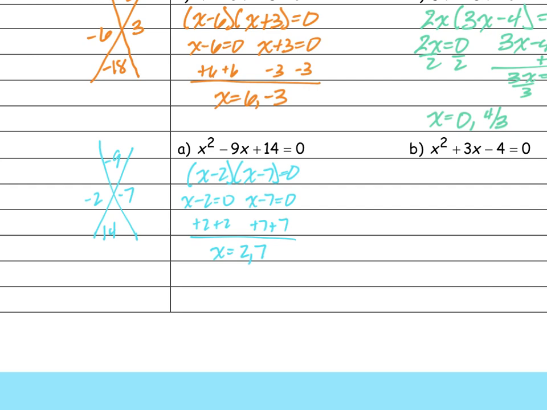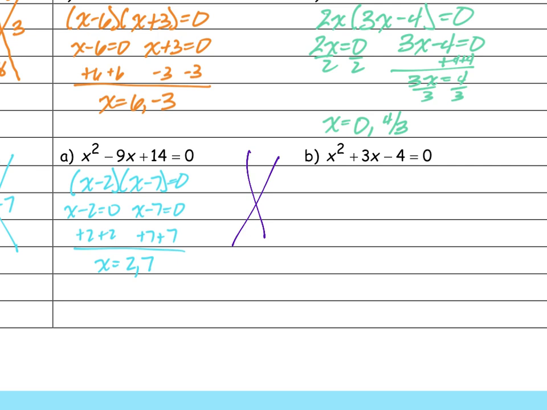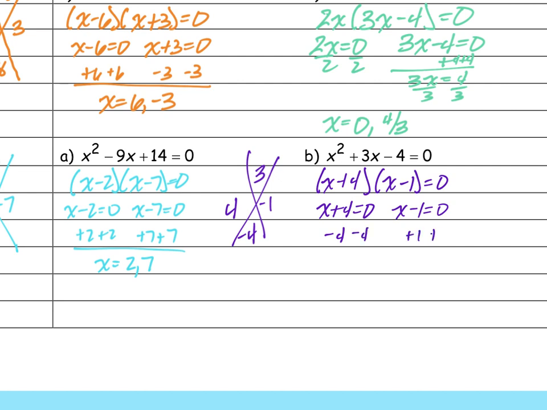Good job. And then the second one, again, I need two numbers that multiply to be negative 4 and add to be 3. And I'm pretty sure that's 4 and negative 1. So I've got x plus 4 times x minus 1 equals 0. So x plus 4 equals 0, or x minus 1 equals 0. Subtract 4, add 1. X is going to equal -4 or +1. And again, everyone that I saw that put in an answer got that correct.